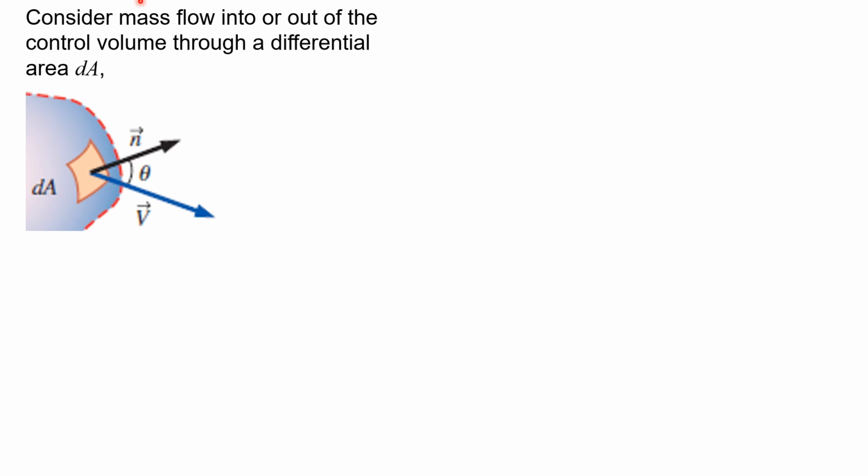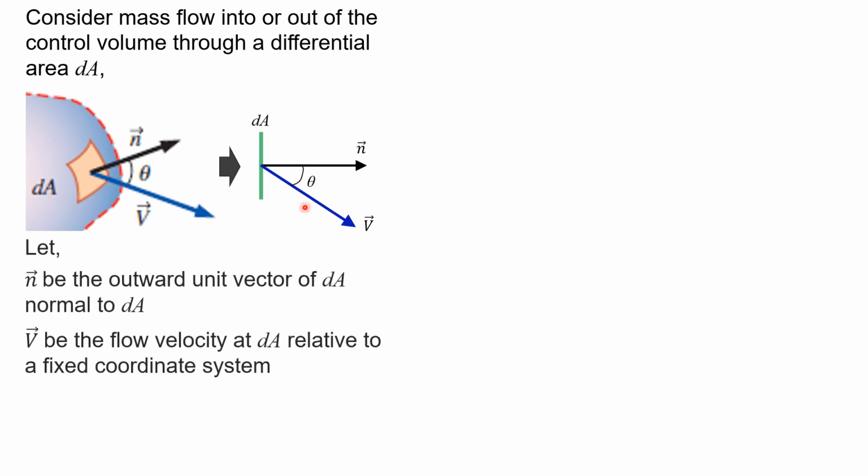We consider mass flow into or out of the control volume through a differential area. Earlier we have seen that mass is entering or exiting an area. If we put it in 2D, it will be like this. This is the dA, this is n and this is V. Both are vectors with a certain angle of deviation.